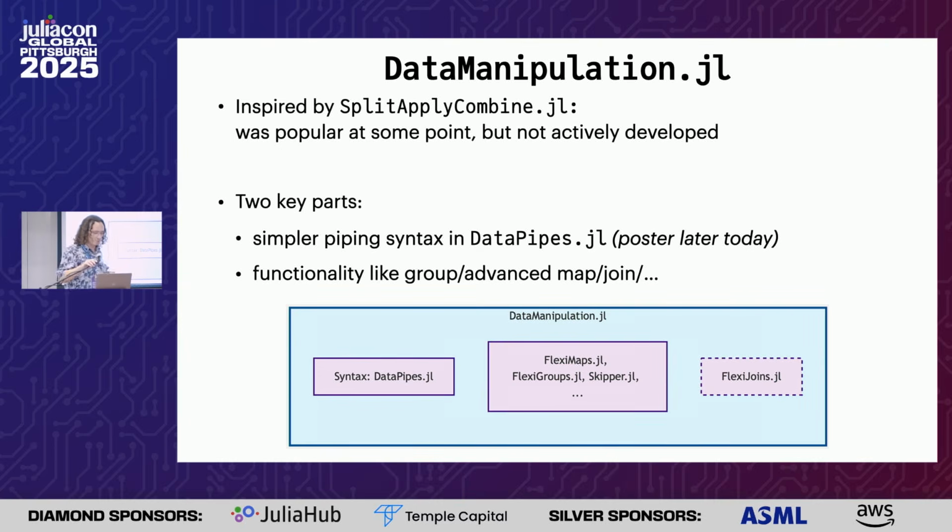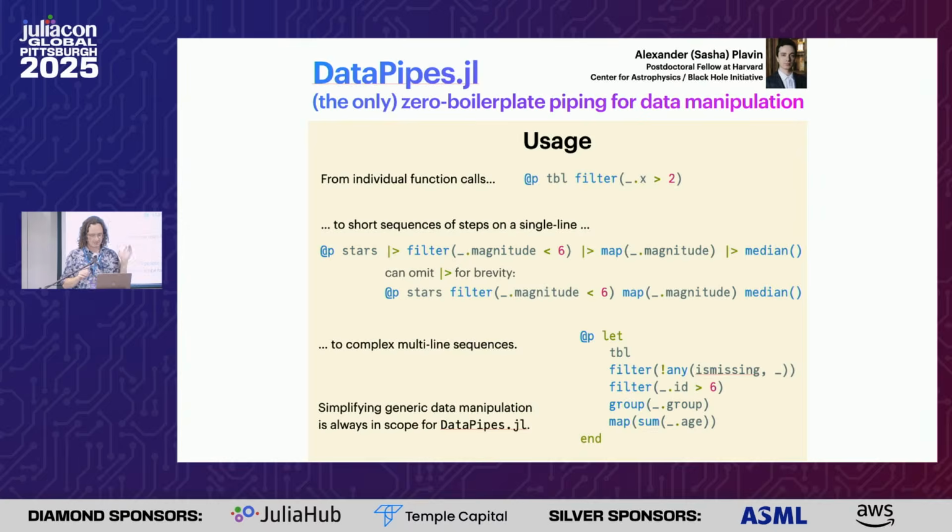It has two key parts to it. First is a more convenient and simpler piping syntax that is used everywhere in DataManipulation. That is in DataPipes.jl. I have a poster later today in the poster session. And also orthogonal to the syntax part, there is functionality that is commonly needed for tabular manipulation, but is not present in base Julia, like grouping, joining, some advanced maps, and so on. This is just a glimpse of the poster. It will be in the poster session today on DataPipes.